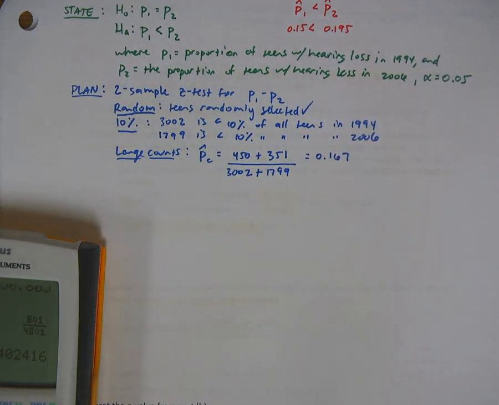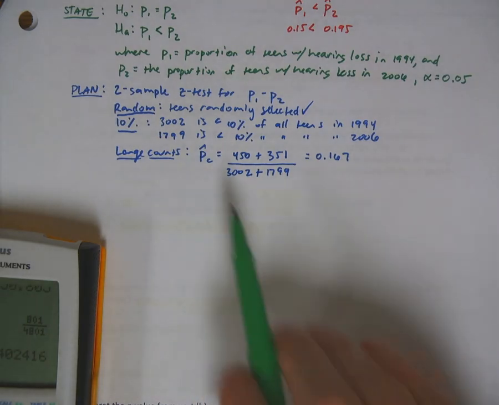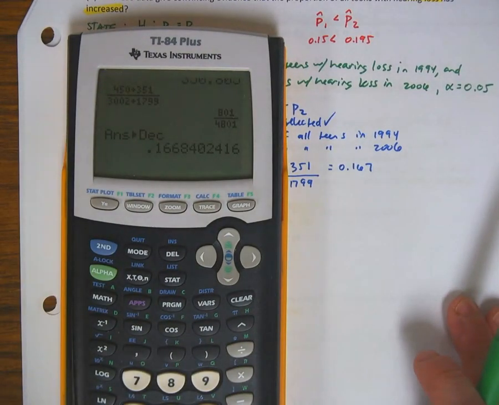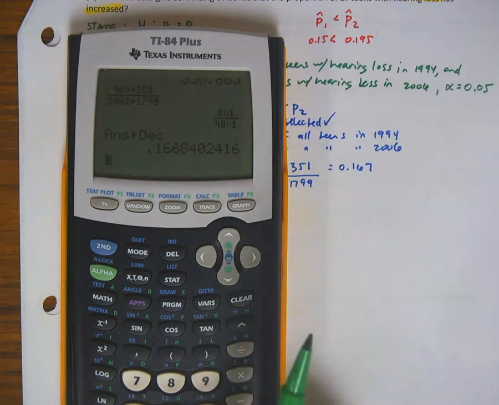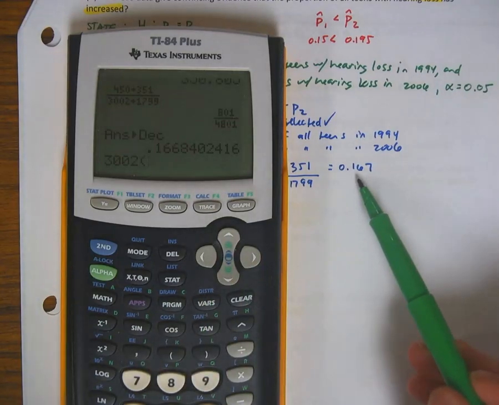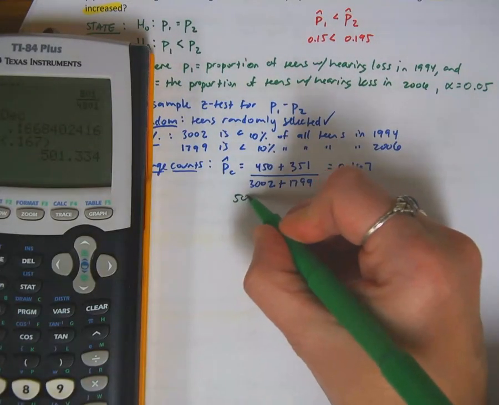Now I have to do that and plug in to my large counts formulas. So let me show you. You can get away with this. You don't have to actually show any work here if you keep straight what you're doing. Alright, here's what I'm going to do. I'm going to take the number of people in the 1994 group multiplied by this value, and I get 501. I'm just going to put a comma.